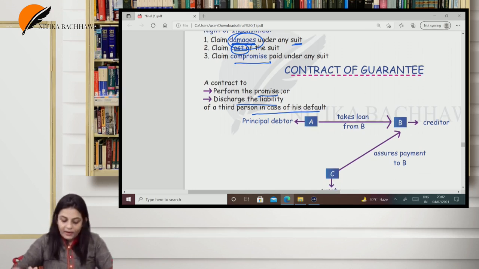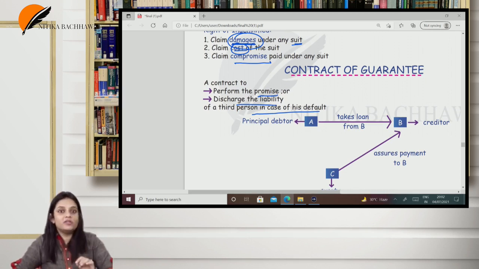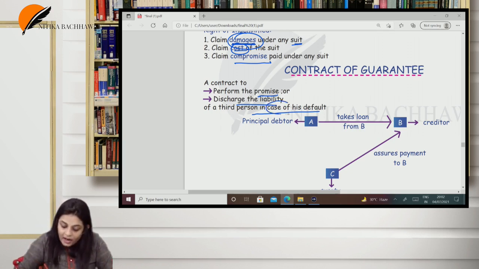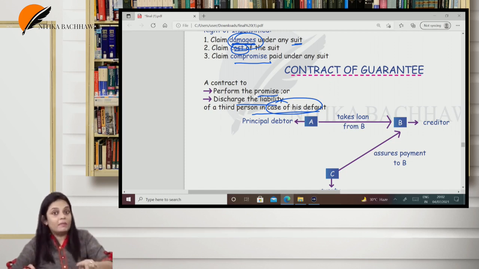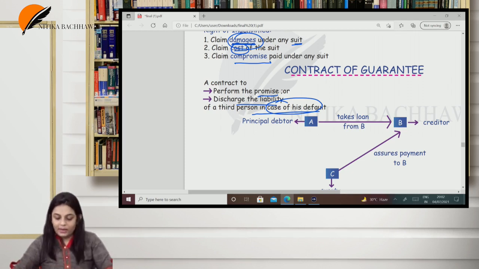A contract of guarantee is a contract to perform the promise or discharge the liability of a third party in case of his default. So please understand, the liability arises only when he makes a default. Otherwise, I am not liable to pay. I am only liable to pay when he makes a default. I am only liable to perform when he makes a default. Remember, this application will be coming in a little while.